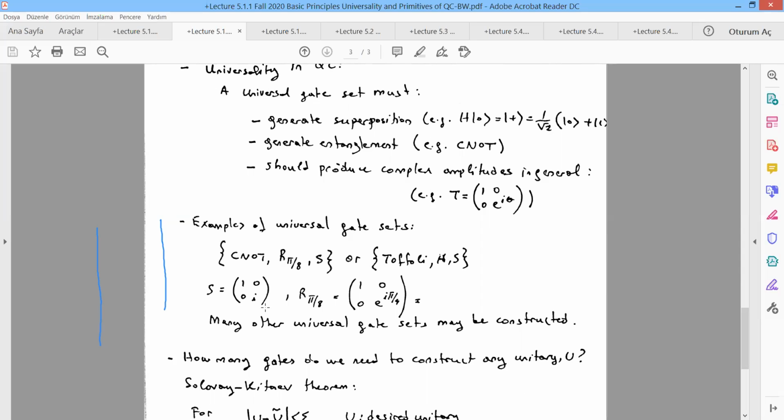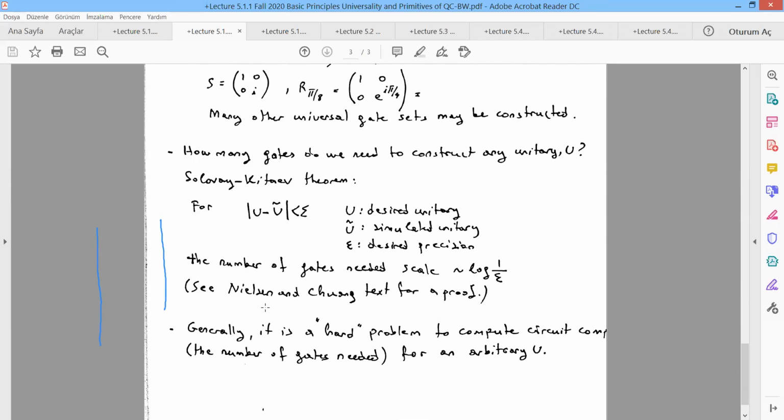There are many of them. You can pick many of them. You can pick a 2-qubit operator and a set of single qubit operators to build a universal set of gates. For instance, the Toffoli gate and Hadamard and S operator, it's also a universal gate. And as we said, you can construct many other sets of universal gates using these operators.